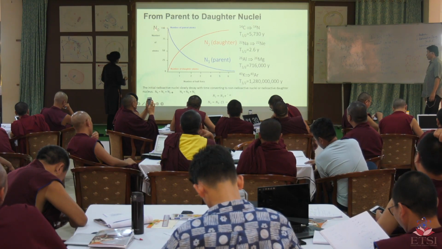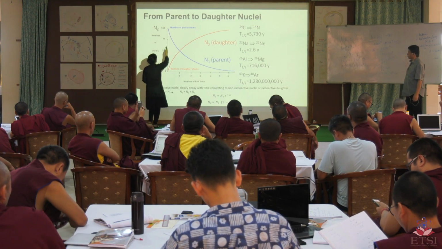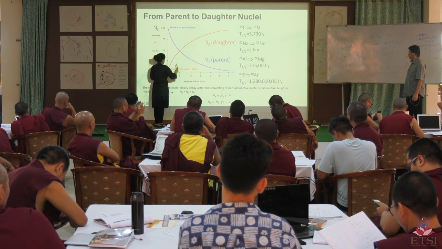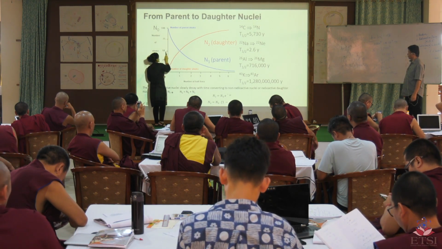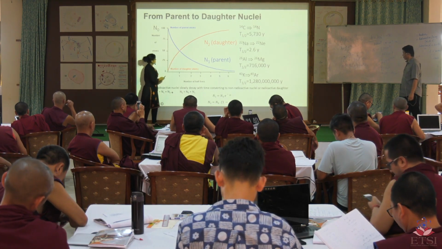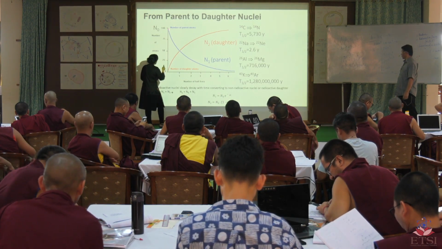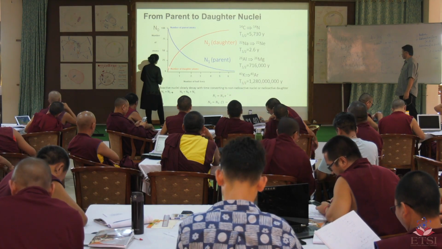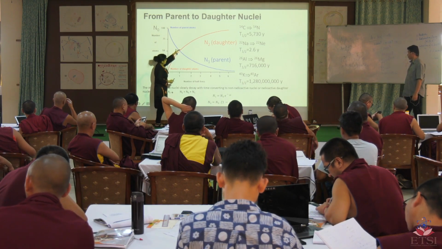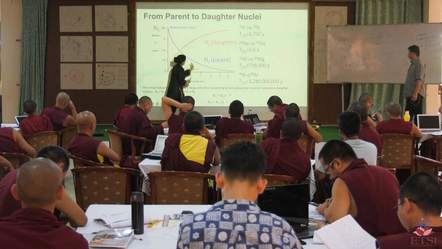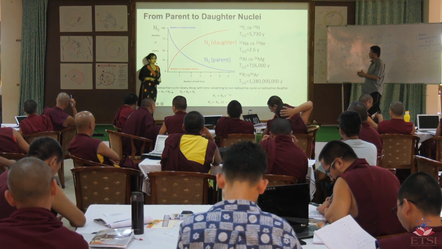Parent atom started with initial number of atoms n naught. It started decreasing, right? After one half-life, it will be half of its original value, from 100 to 50, and then after two half-lives, it will be 25 here somewhere. So it's decreasing, and after one half-life, this much daughter has accumulated. So this equation goes like this. Parent is decaying, daughter is accumulation of daughter atoms.